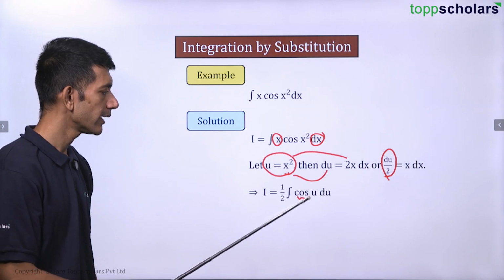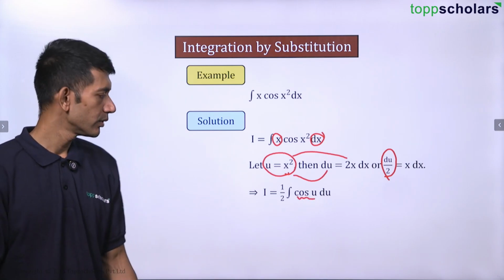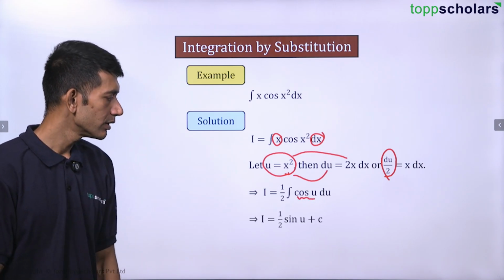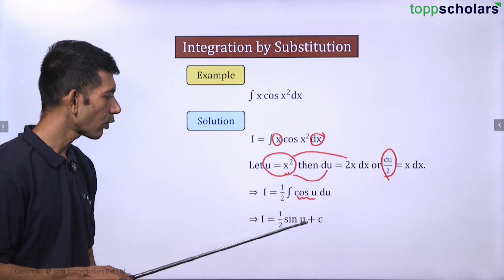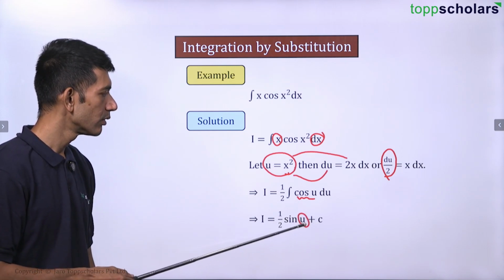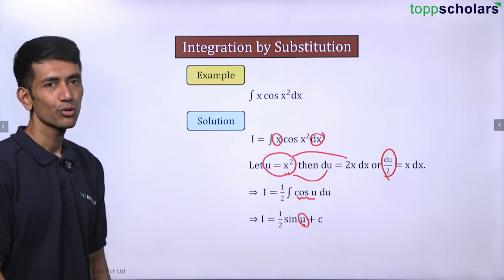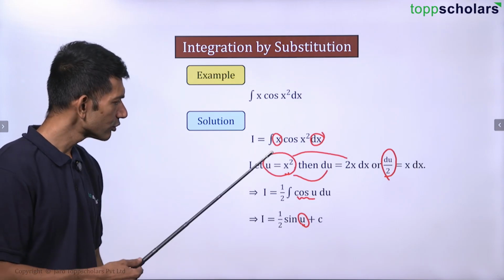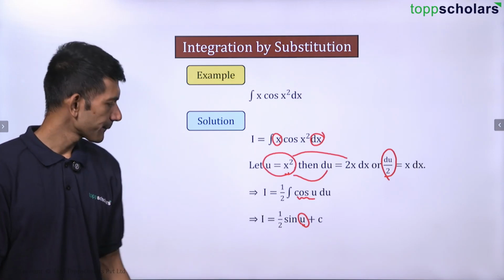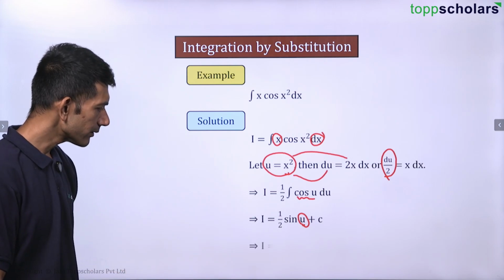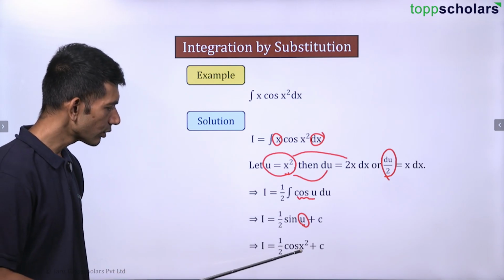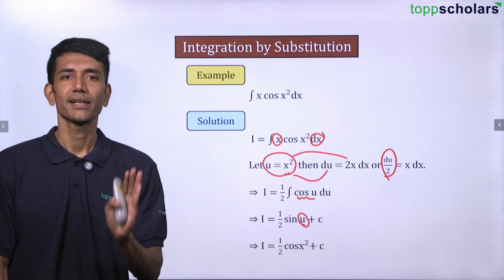Integration of cos u is sin u. So this becomes 1 by 2 sin u plus c. Now what is u? U is nothing but x square. That's it. So put x square here and then you get 1 by 2 sin of x square plus c, and that is your final answer.